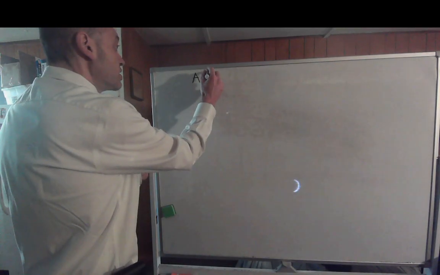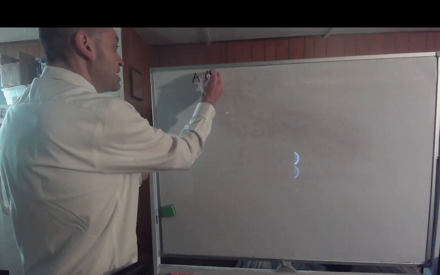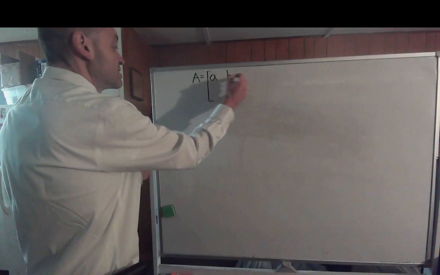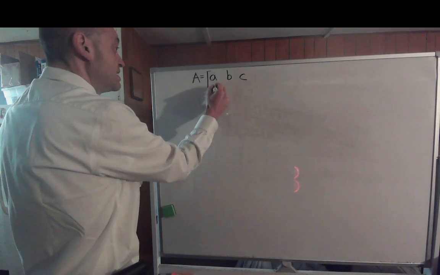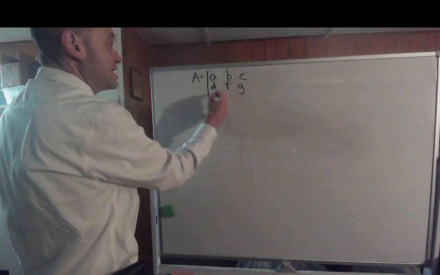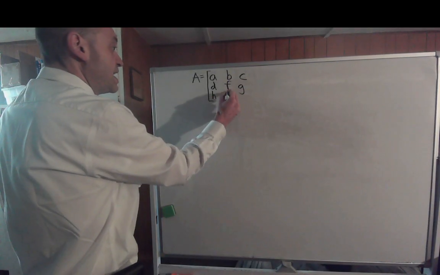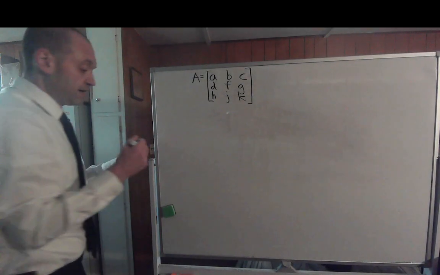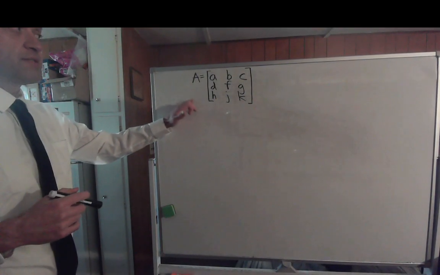All right, so we're going to have matrix A with some 3 by 3 entries: A, B, C, D. I'm going to skip E because I don't want to use E since it actually has a numerical value. Same with I. All right, so here's a 3 by 3 matrix, matrix A.